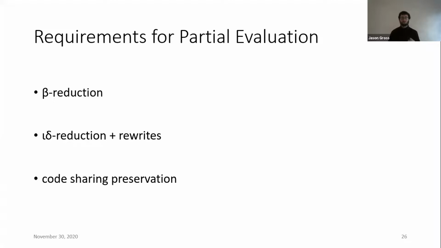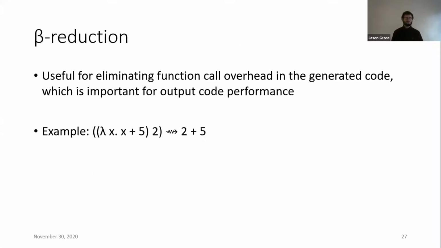Let me now tell you a little bit more about how partial evaluation works, what we needed to do in fiat crypto. The key parts are beta reduction, iota delta reduction with rewriting, and code sharing preservation. And I'll now tell you what each of these is.